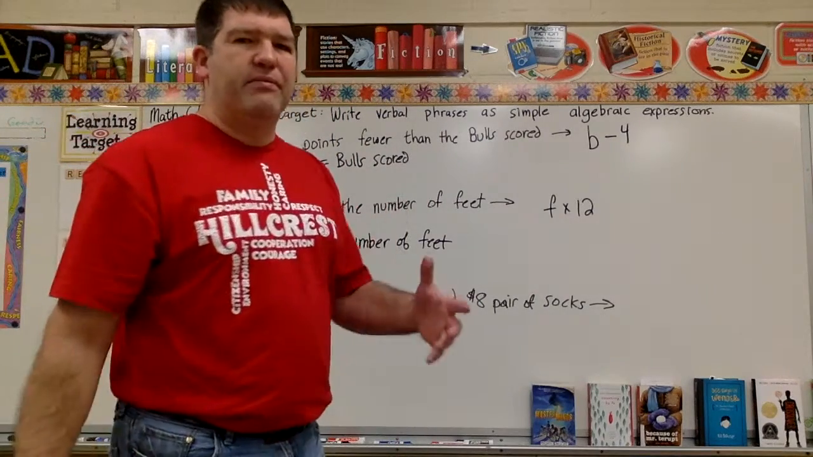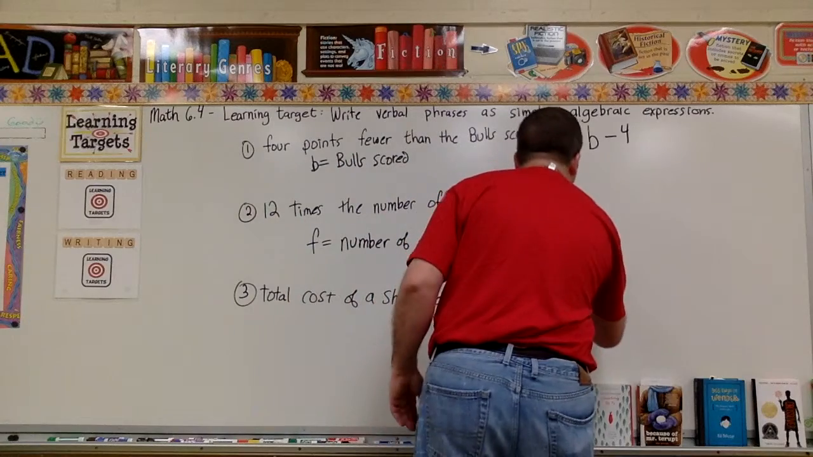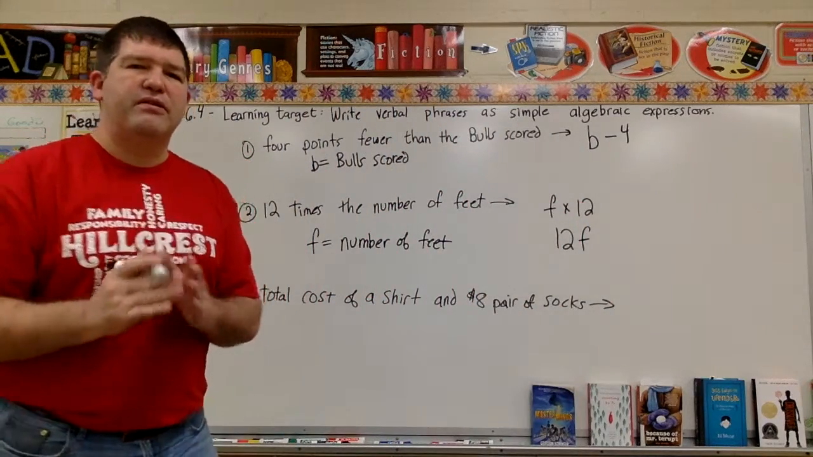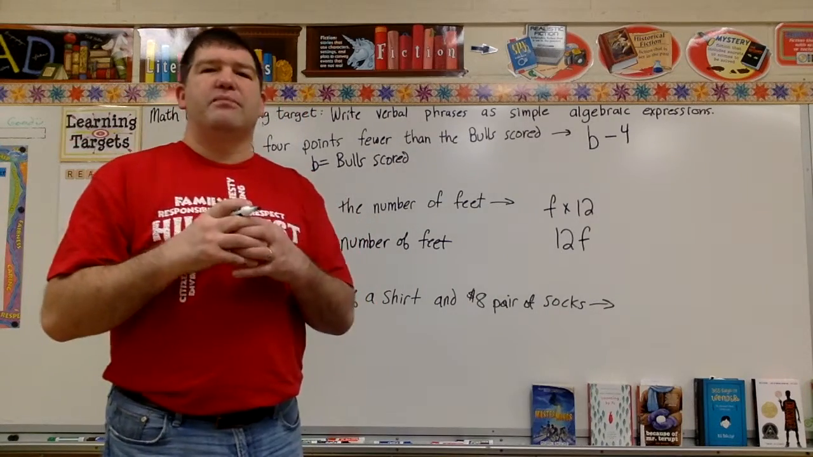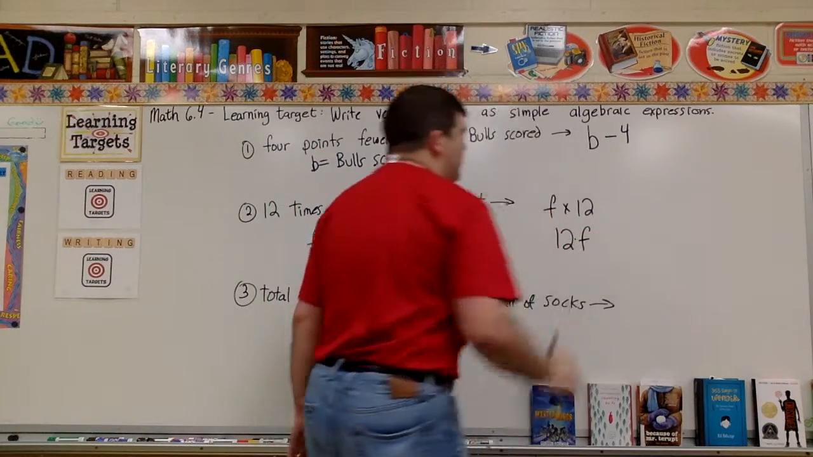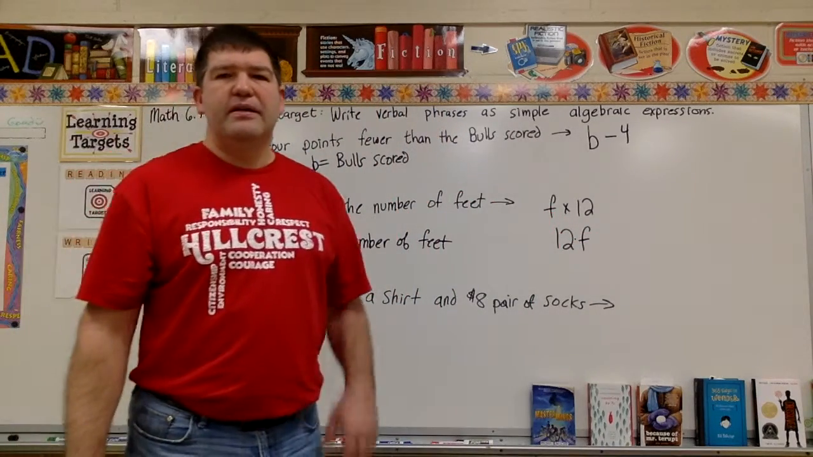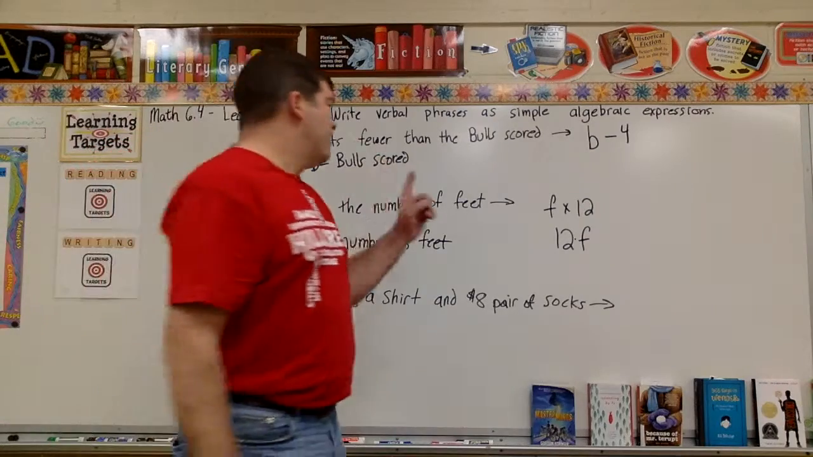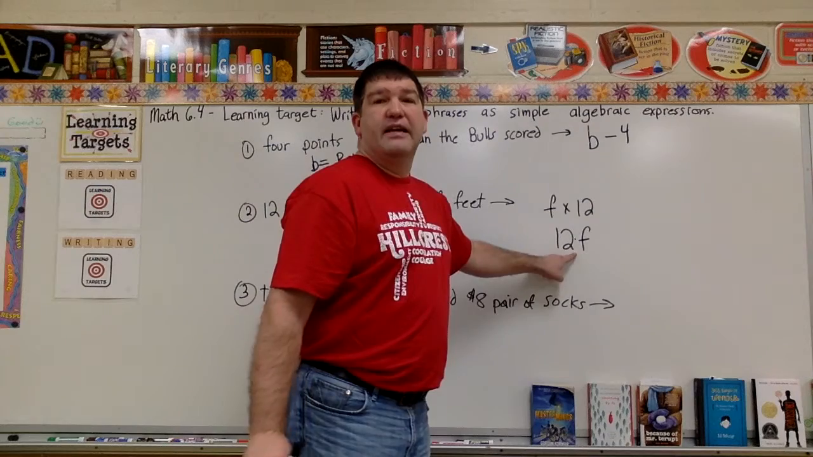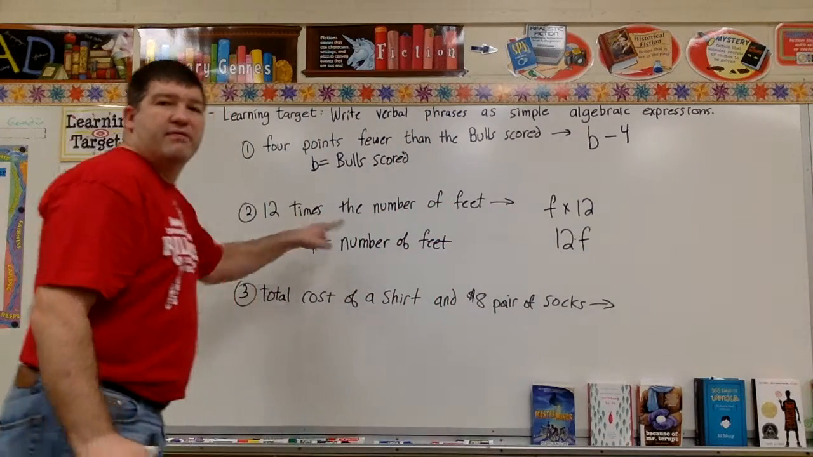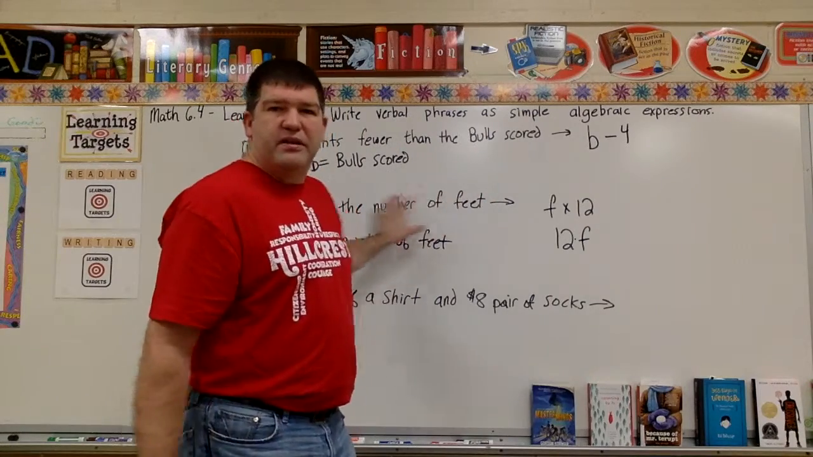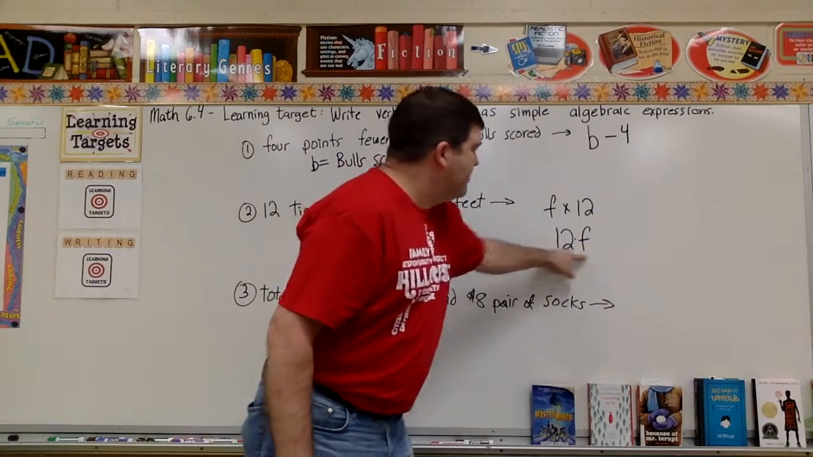Here's the more common way. 12F. Okay? And because they're right next to each other, the variable and the number, it means they're multiplied. 12F. You could put a dot right here. You don't need to. But 12F. So, 12 times the number of feet. Here's the number of feet. I take it times 12. 12 times the number of feet. I wrote this whole written expression in just this little bit right here.